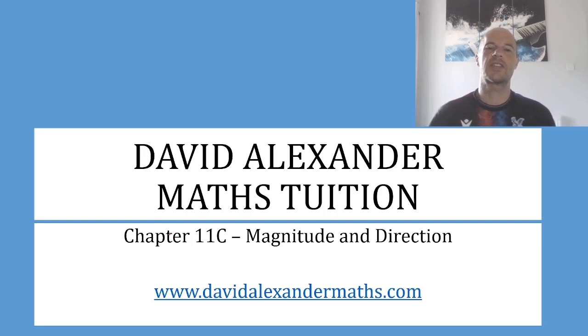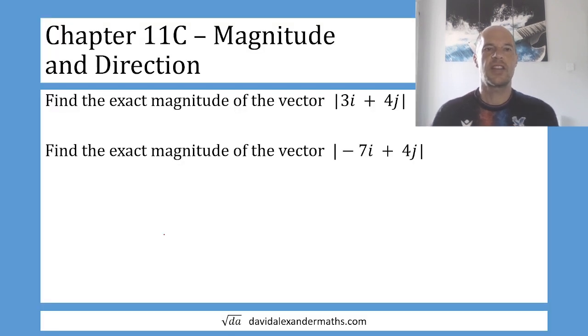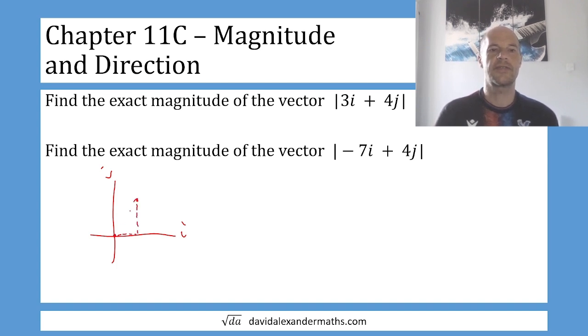This is chapter 11c, magnitude and direction. Okay, so find the exact magnitude of the vector 3i plus 4j. So we know the vector 3i, so this is the i-axis, this is the j-axis. We're going 3 along and 4 up. So the vector will start here and finish here. So what we're being asked here is, well, what is the actual size of this line? What is the length of this line?